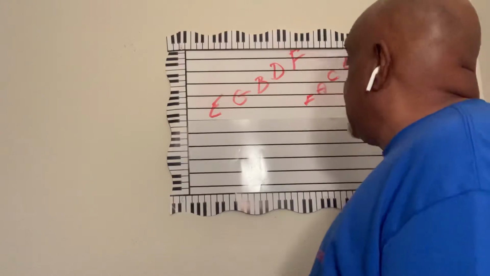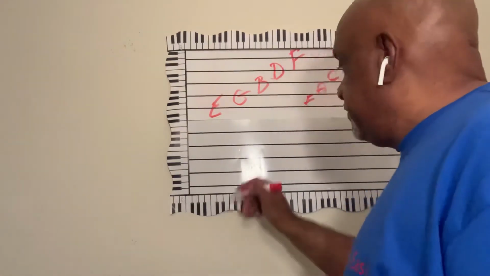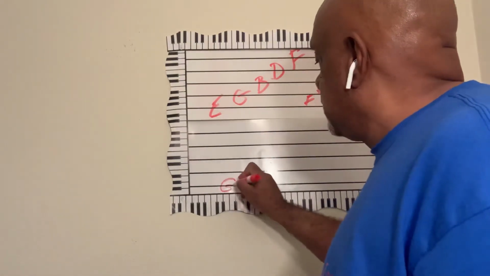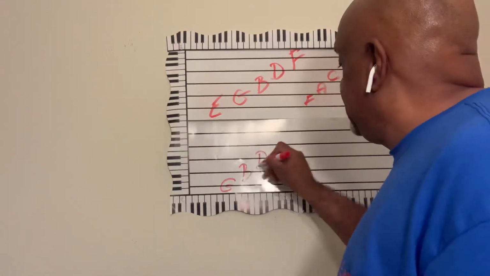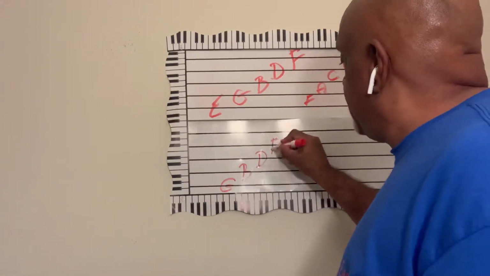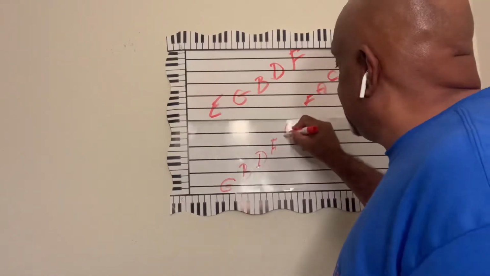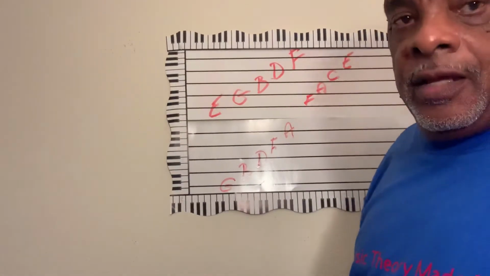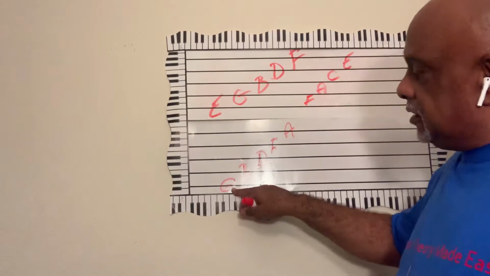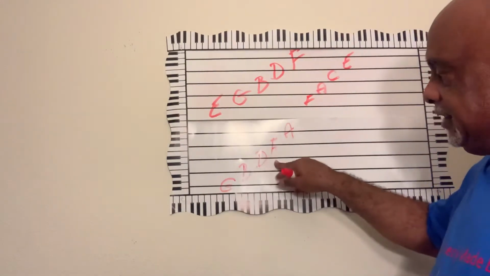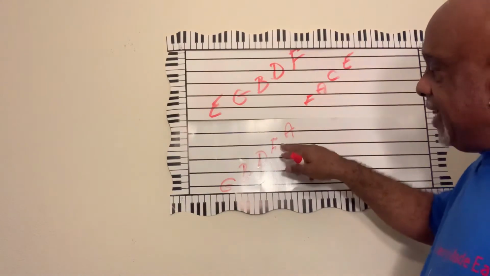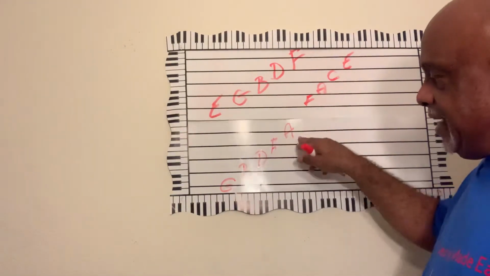The first line of the bass or F clef is G. Second line B. Third line D. Fourth line F. And the fifth line is A. Okay. The first line is G, second line B, third line D, fourth line F, and the fifth line is A.